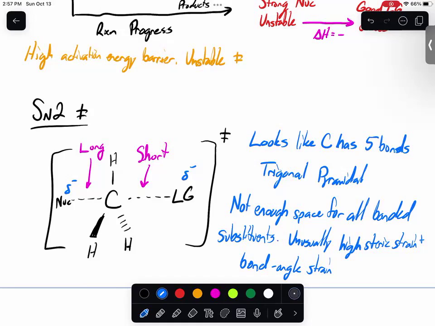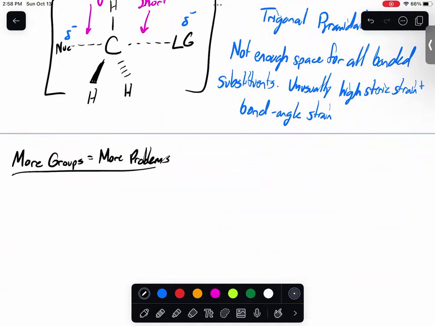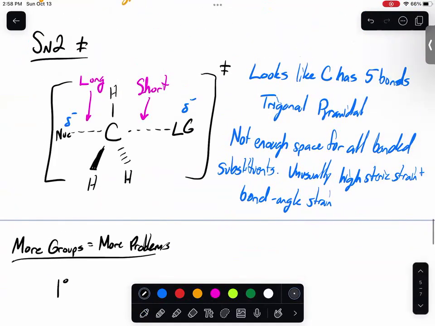Okay? But the thing is, this is an SN2 transition state with actually not a ton of steric strain. It's not that bad. Adding groups, though, causes problems. All right, so we'll say more groups equals more problems. The reason for this is think about it. Let's say we had a primary carbon. Because remember, this one up here just had hydrogens in the leaving group attached, so it's technically just a methyl type carbon. It's not even primary.